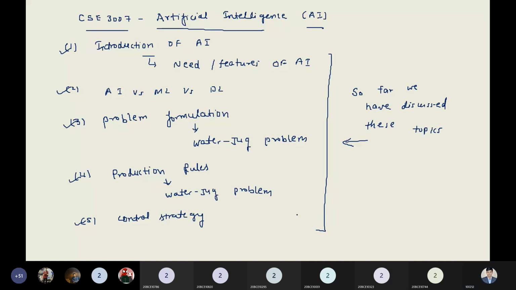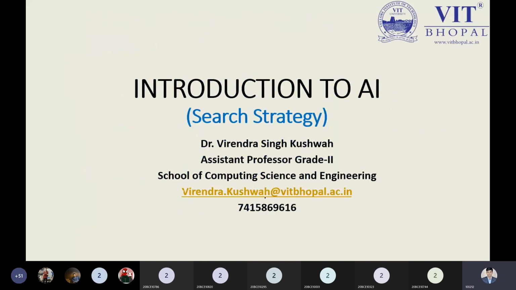But after this point, we have a new topic that is required to understand the basics of AI, that is the search strategy. To understand this topic, we have to understand the basics of the searching mechanism. It is inspired from the search techniques or search methods in graph theory and data structures, as we saw in those two courses. Inspired from these concepts, we have a search strategy.